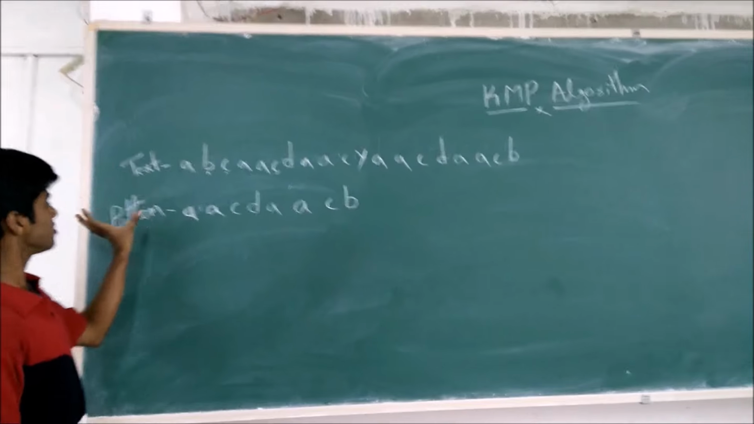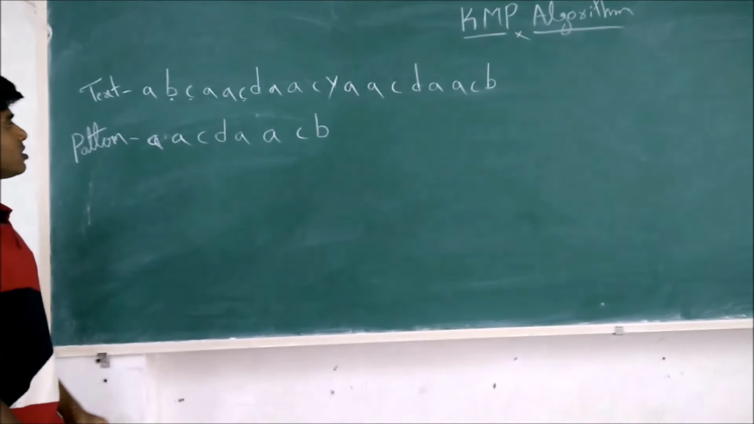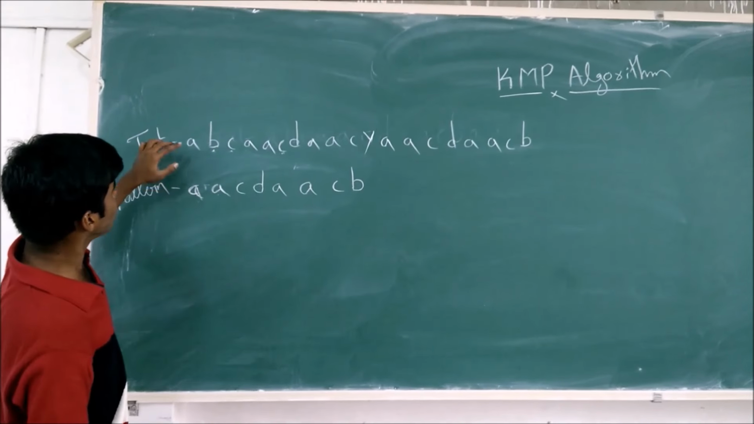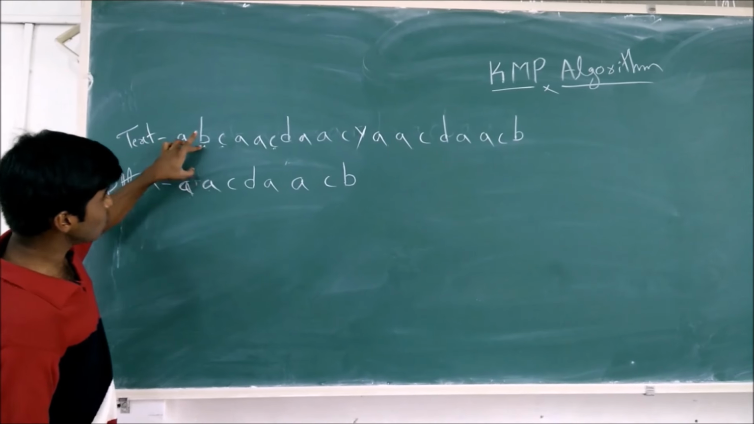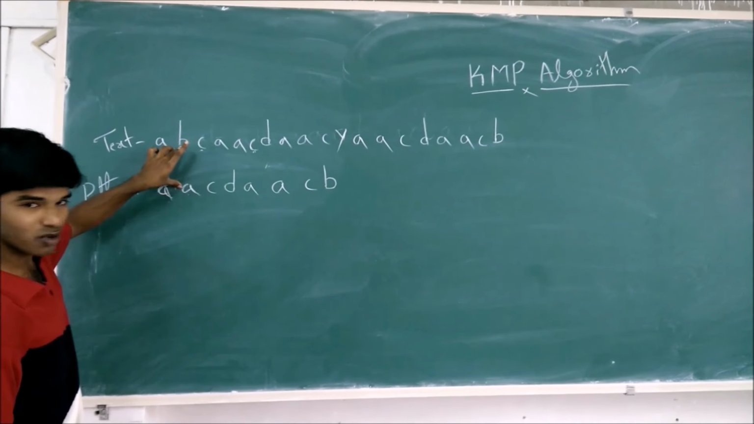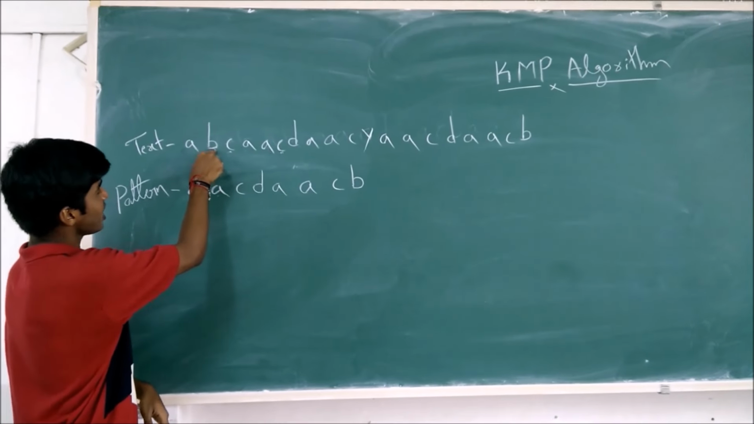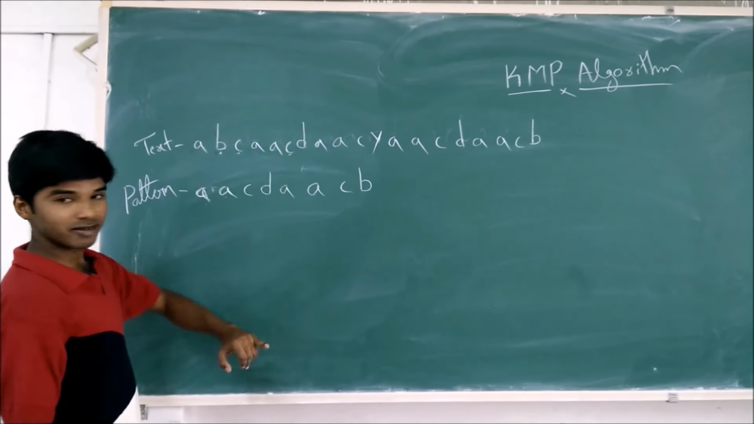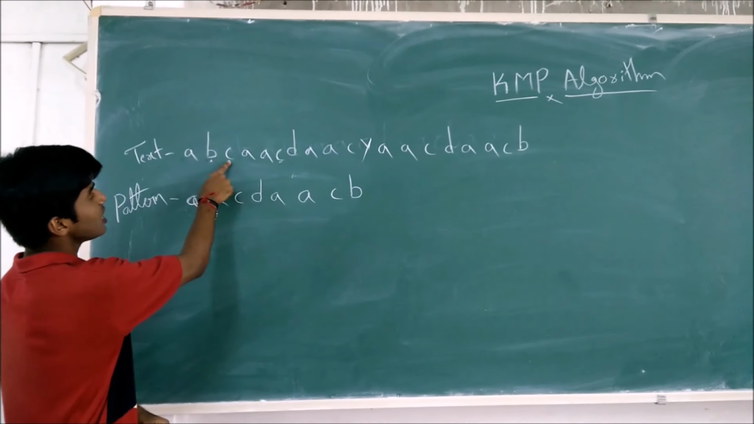If this is the text and this is the pattern, we'll try to find this pattern in this text. By using the naive algorithm, we'll try to match character by character. We'll try to match A with A. Now it's a match. Then we'll move our positions and B with A. It's not a match. Then again we'll move to the next character in the text and see whether the pattern matches from that character onwards. B with A doesn't match, so again we'll shift our position in text.